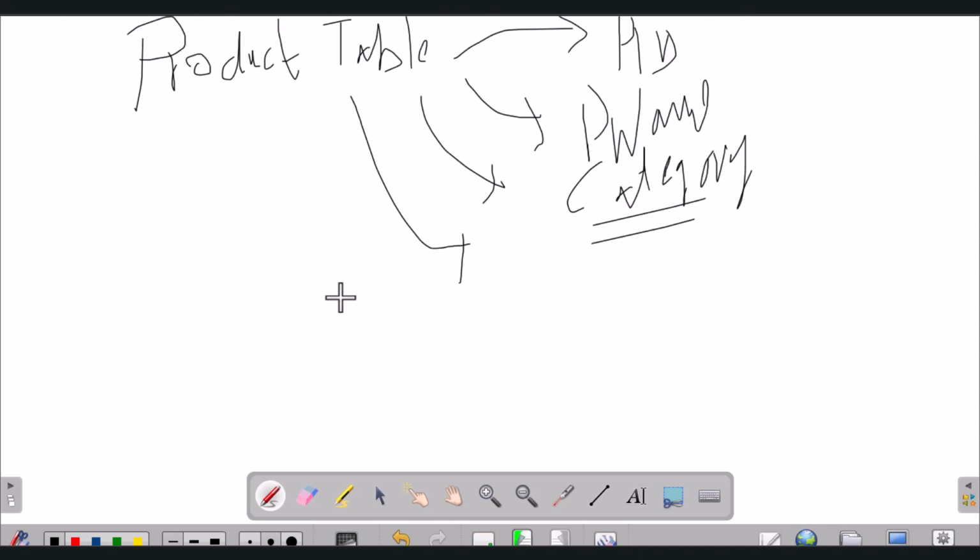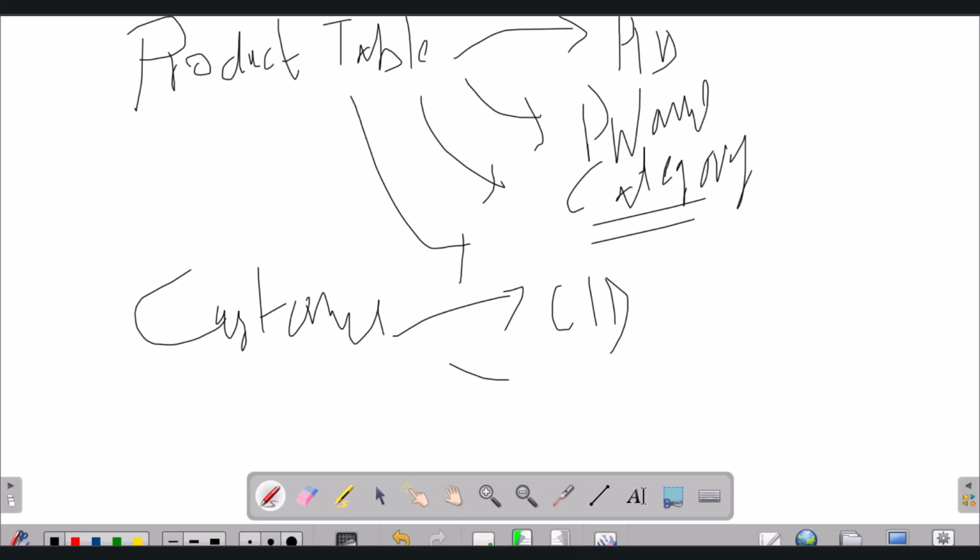Now let's take an example of another table, the customer table. The customer table will have customer ID, name, region, that kind of details, or email ID and so on.